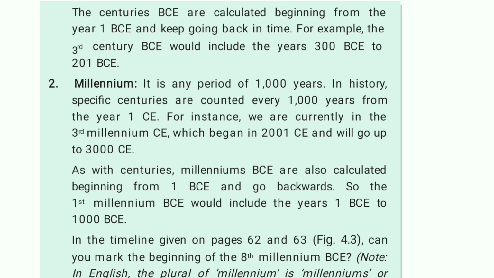Second one, millennium. It is any period of 1000 years in history. Specific millennia are counted every 1000 years from the year 1 Common Era. For instance, we are currently in the 3rd millennium Common Era, which begins in 2001 Common Era and will go up to 3000 Common Era. As with centuries, millennia BCE are also calculated beginning from 1 BCE and go backwards. So the first millennium before Common Era would include the years 1 BCE to 1000 BCE.